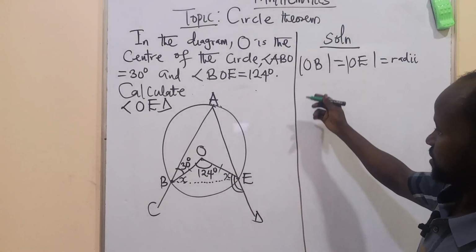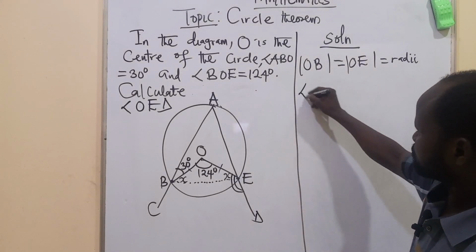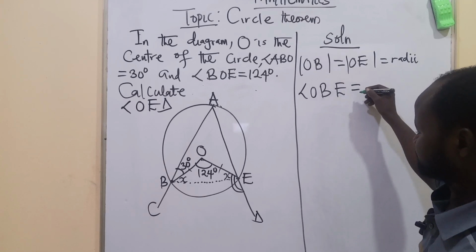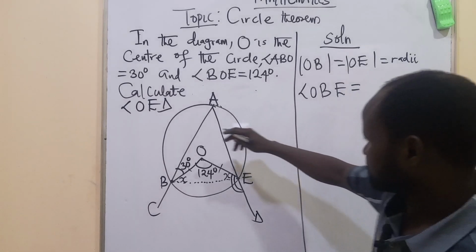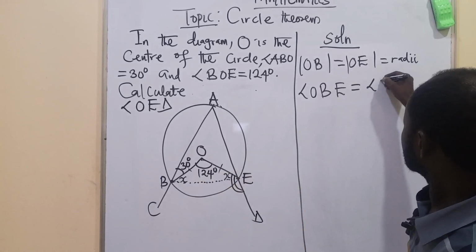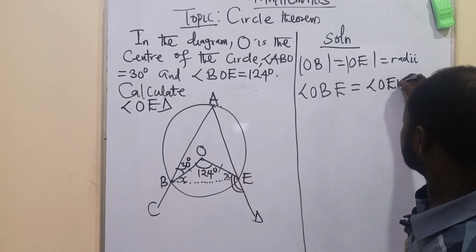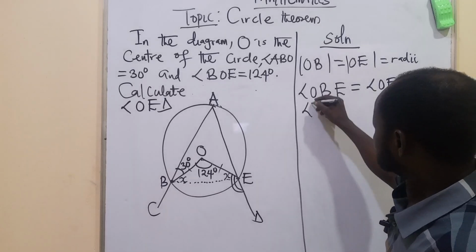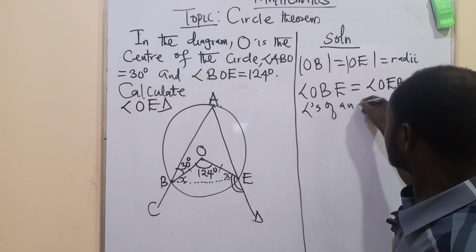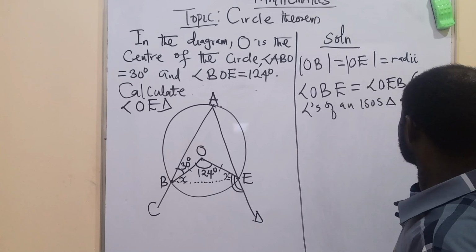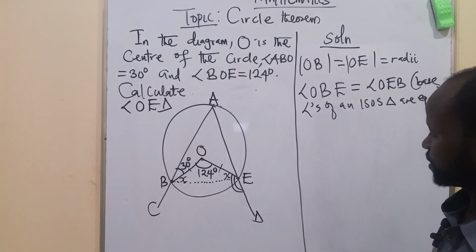We can say that angle OBE is the same as angle OEB. Base angles of an isosceles triangle are equal. The base angles are equal, so we can easily find x.